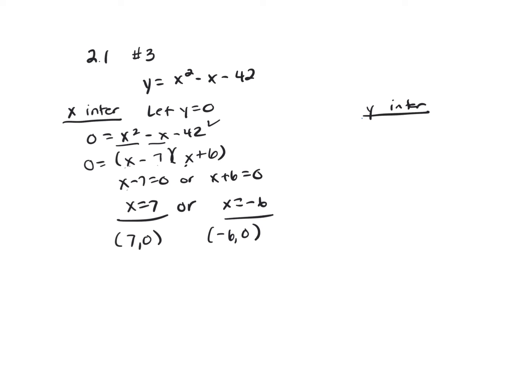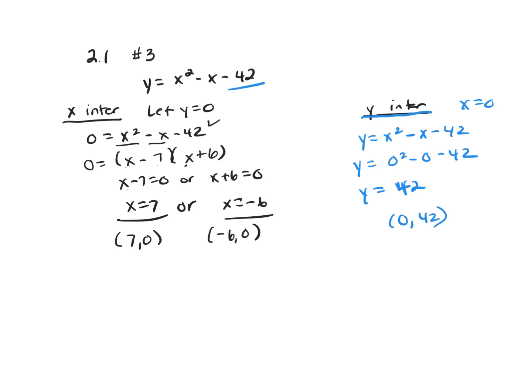Now, to find your y-intercepts, you let x equal 0. So you've got y equals x squared minus x minus 42. Y equals 0 squared minus 0 minus 42. Y equals negative 42. That number will always be your y-intercept. And in ordered pair form, that would be 0, negative 42.